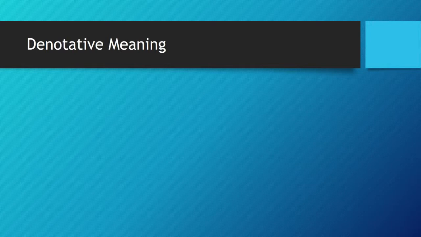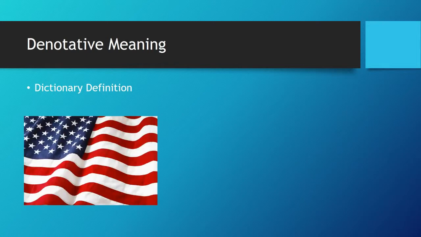Now, within language, some words have multiple meanings. The first type of meaning a word has is the denotative meaning, and that's simply the dictionary definition. So, some examples: this is a flag. If I looked up what a flag is, it would probably say a piece of cloth that represents a country or an idea, but that's the denotative meaning.